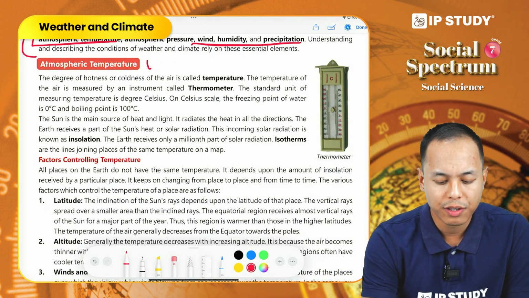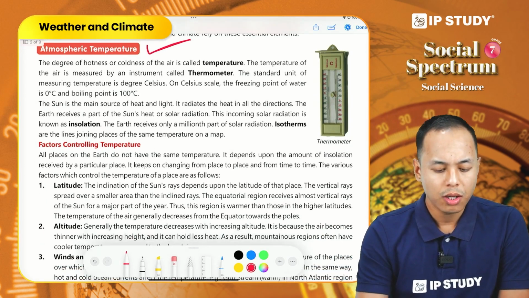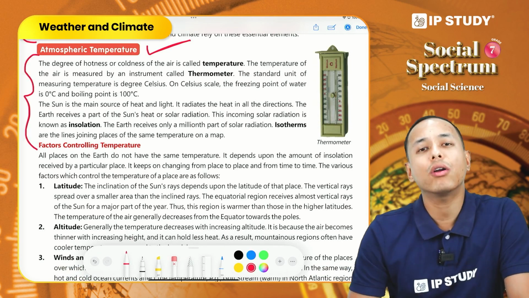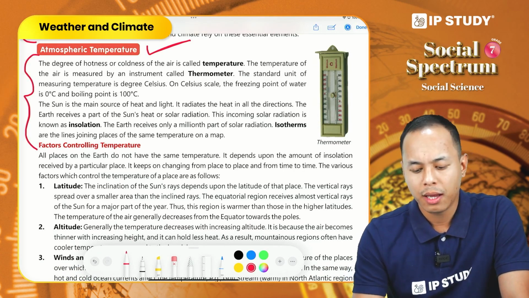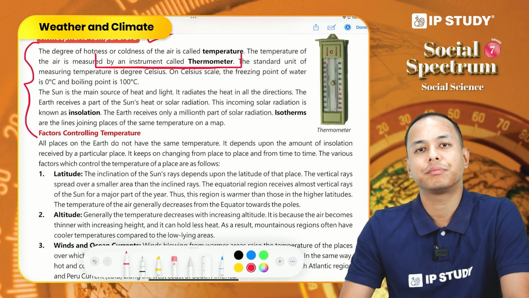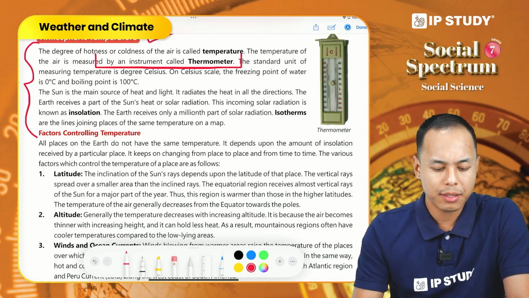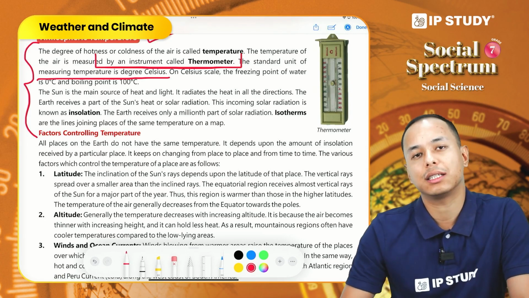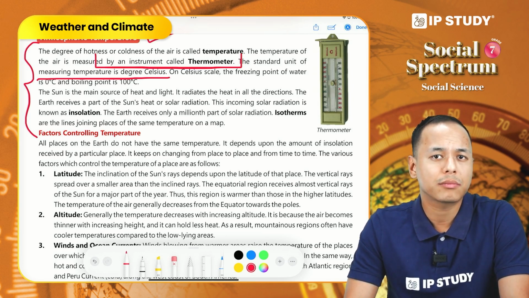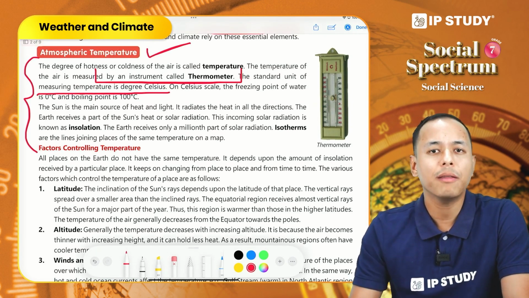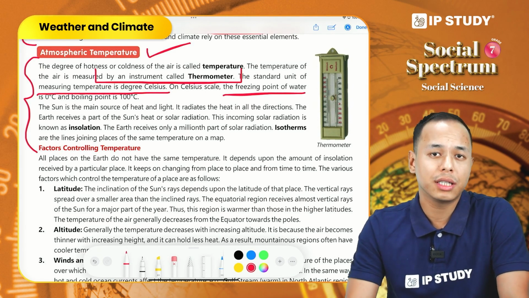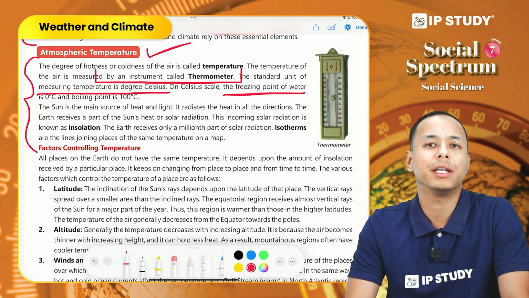Firstly, atmospheric temperature. What do we mean by temperature? Temperature refers to the degree of hotness or coldness of the air. It is measured by an instrument called a thermometer, and the standard unit for measuring temperature is degree Celsius. On the Celsius scale, the freezing point of water is 0 degrees Celsius and the boiling point is 100 degrees Celsius.